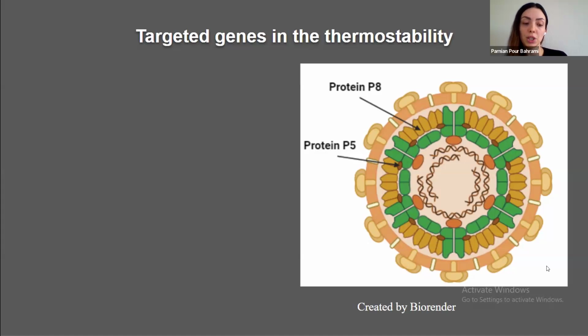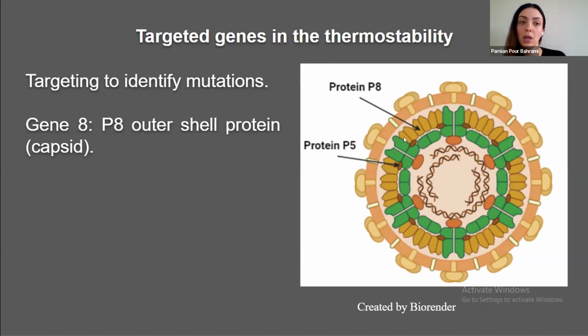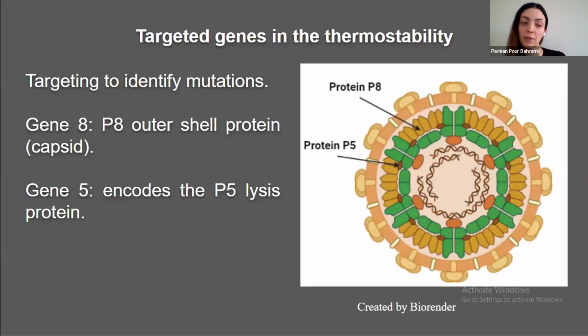So for detecting the mutations, we are focusing on 2 genes. Gene 8, which encodes the P8 protein, which is a shell protein representing the capsid of the Phi6 structure, and gene 5 encodes the P5 protein, the lysis protein. Lysis protein is essential for digesting the host membrane and inserting the viral genome inside the host. So these 2 genes are important because they are essential for viral infection.